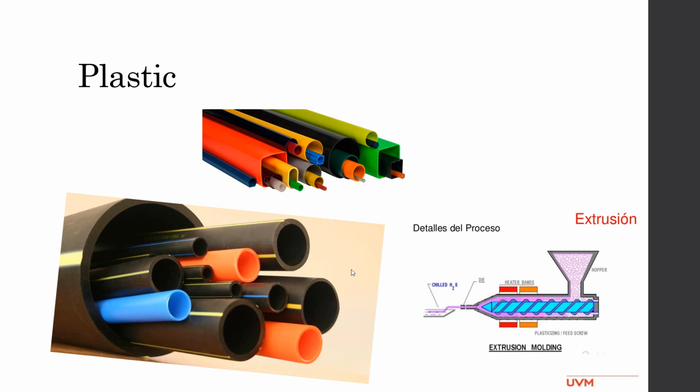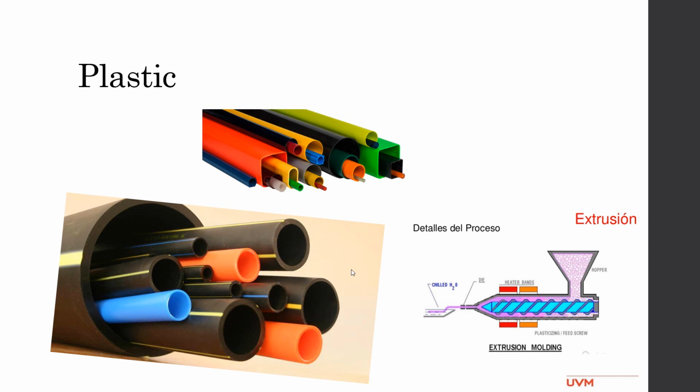Alright, so the machine melts the plastic, and with a screw it generates a pressure that makes the plastic pass through the die with its form. So, as you can see in the image, these are the details of the extrusion process.